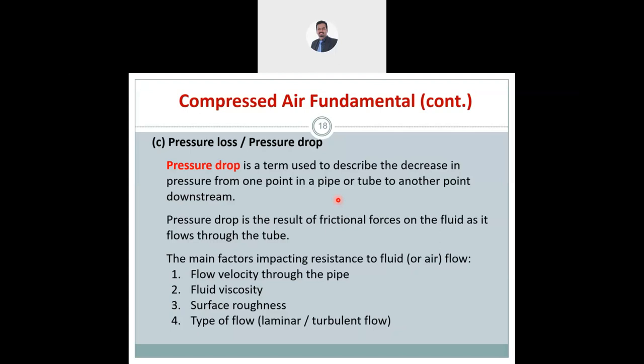Upstream is the upper point. So if water is to flow, it can't go from bottom to top unless you have an additional force to push it up. Usually it goes from top to bottom because of gravity, so it moves easily. So pressure drop is from one point upstream moving to a lower point, the drop in pressure. Pressure drop is a result of friction.